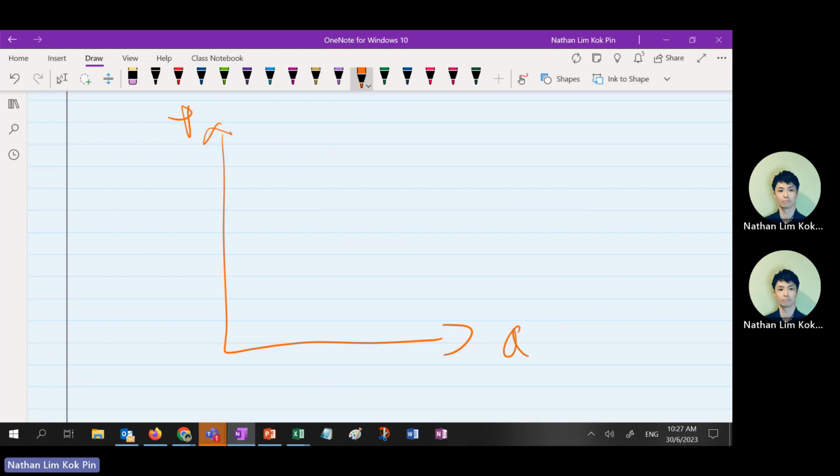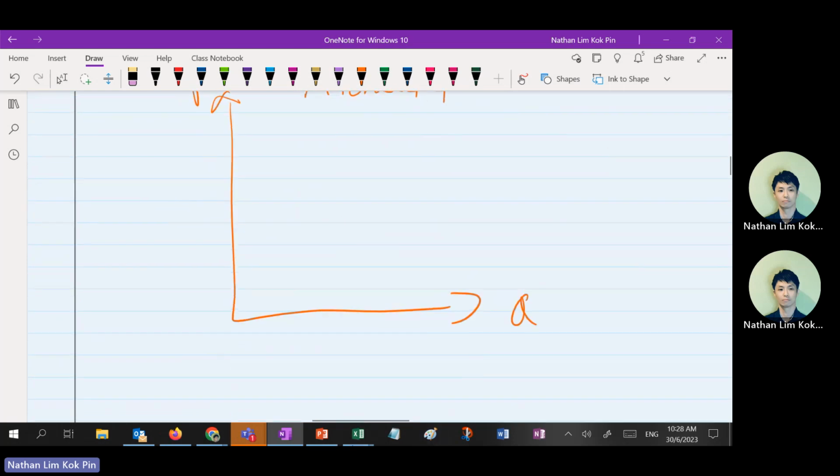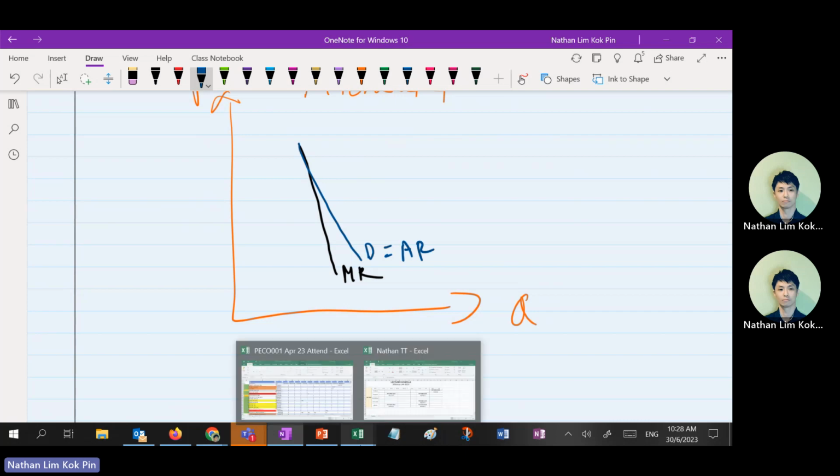This is the P, this is the Q, this is monopoly. For monopoly products, you have to put the brand name. This is the only company. Everyone will know this company, the name of the company, right? And you have to draw two curves, one AR and one MR curve. This is the MR first. Another one is the demand curve. D equals AR.